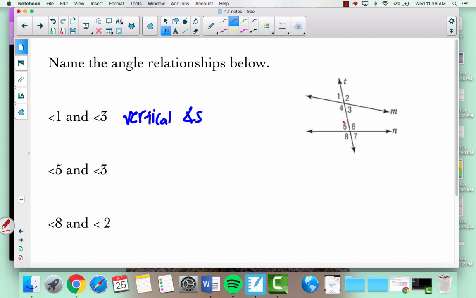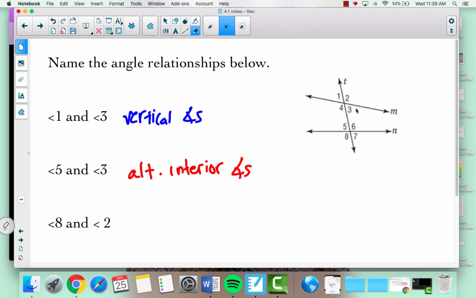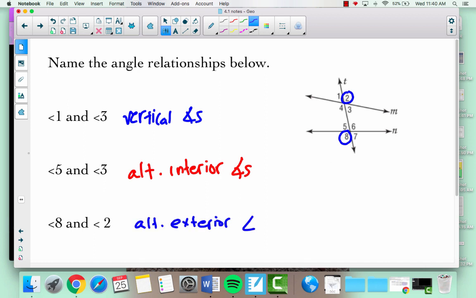5 and 3, that's a new one. Because they're on different sides of the transversal, but they're both interior, they're between M and N, that means that these are going to be alternate interior angles. And then 8 and 2, if I look at those, again, different sides of the transversal, but this time they're both on the outside, so this is going to be alternate exterior angles.